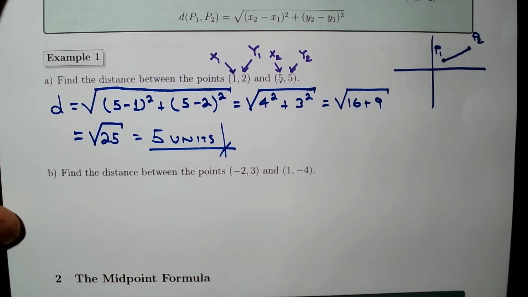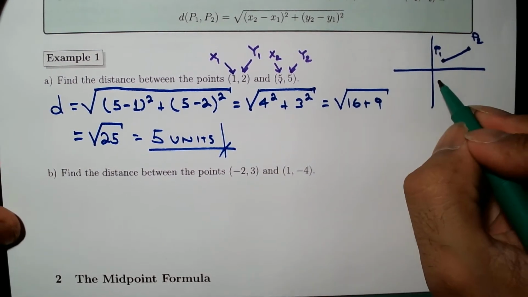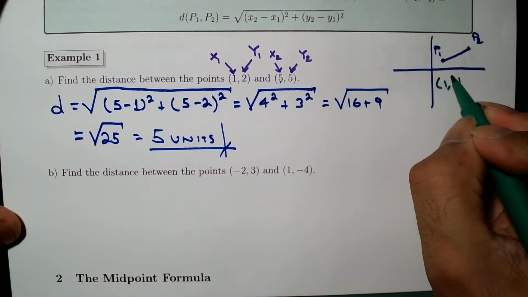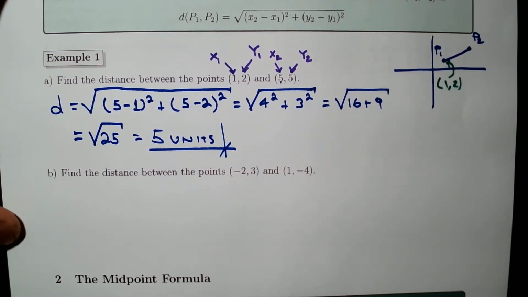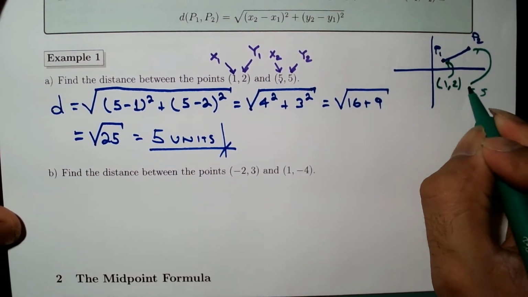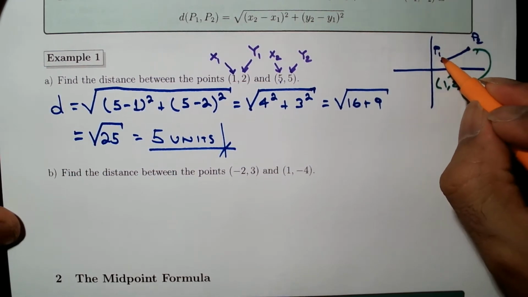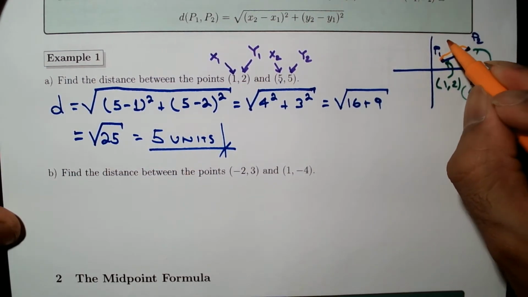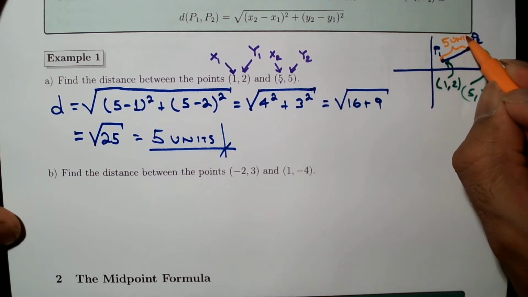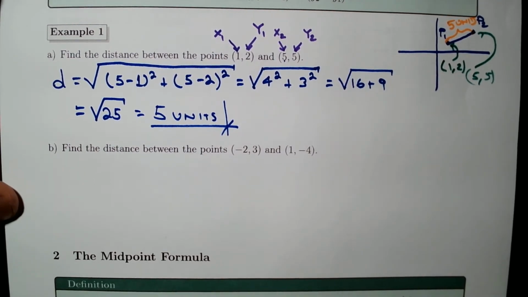Okay, so for example, if this were the point 1 comma 2, and visually speaking this other point were the 5 comma 5, the distance right here from P1 to P2 would be 5 units. That's the visual for this type of exercise. Let's do another example. So in this case, let's label this again.